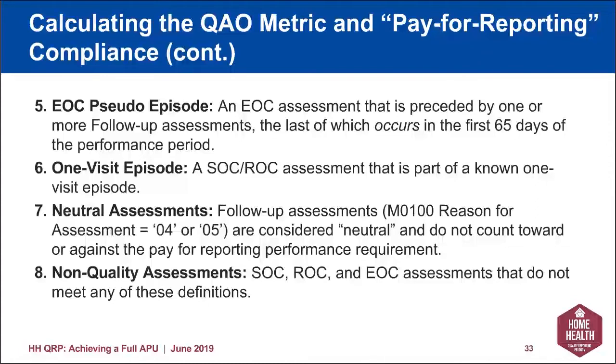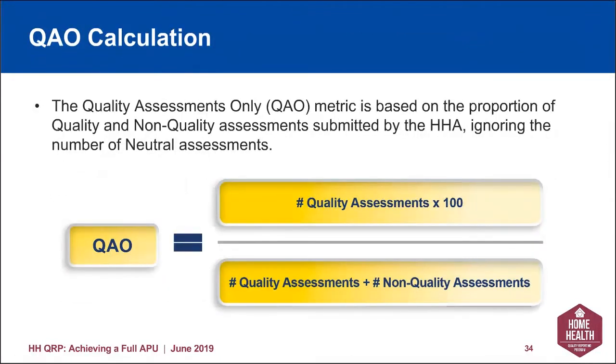Number seven are neutral assessments. These types of assessments will have an M0100 reason for assessment of 4 or 5, and are neutral. These assessments don't count toward or against the pay for reporting requirement. Number eight covers all the non-quality assessments. These are the assessments that don't meet any of the prior seven definitions.